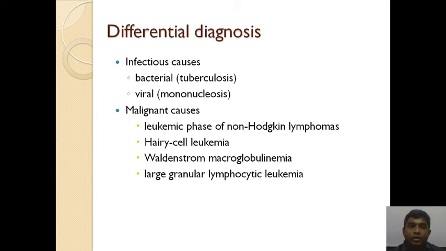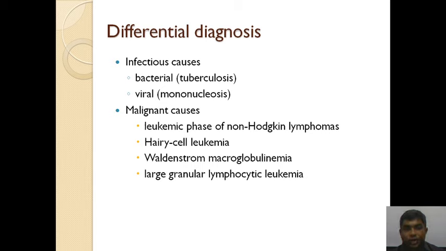So not all increase in lymphocytes is due to CLL or chronic lymphocytic leukemia. We have many other causes, including both infectious and malignant causes, which can cause an increase in lymphocyte count. This includes infectious causes like bacterial, tubercular, and viral infections. So we need to keep this in mind when we evaluate a case of lymphocytosis. Other malignant neoplasms can also lead to an increase in lymphocyte counts, which we'll see subsequently.